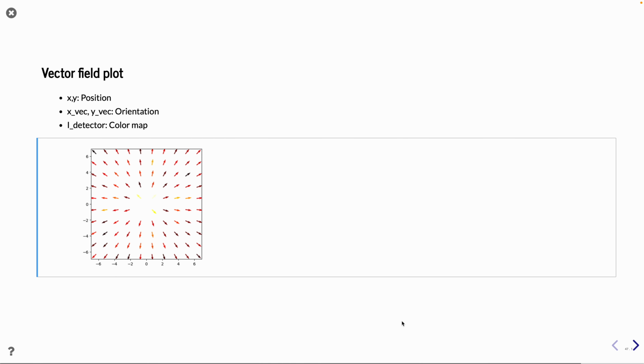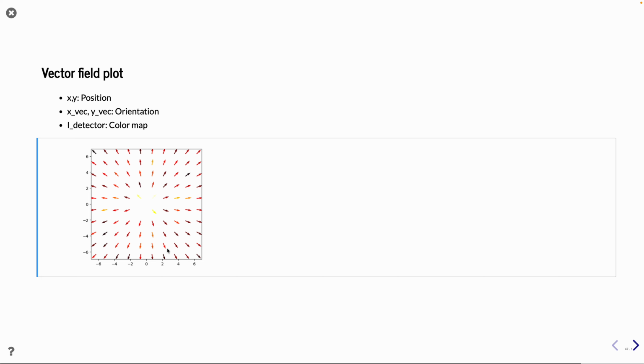So plotting it as a vector field, you can see here you have some centrally radial rays going out. So it looks like all these directions, they point outwards. And we even put the color map on the detector value. So you can see there are some great values in the middle and some darker values in some directions.